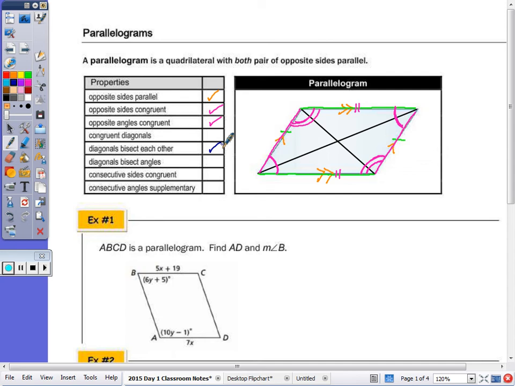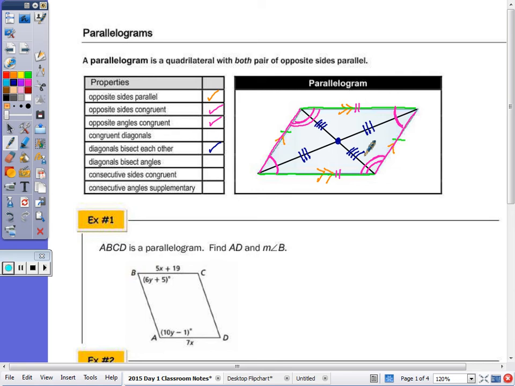If you go back to the beginning of the year, a segment bisector intersects a segment at its midpoint. So this is a midpoint of this diagonal, so this piece is congruent to that piece. And then for the other diagonal, this segment is congruent to that segment. So the diagonals do bisect each other, but they don't bisect the angles. They just bisect each other. So one diagonal divides the other diagonal in half.